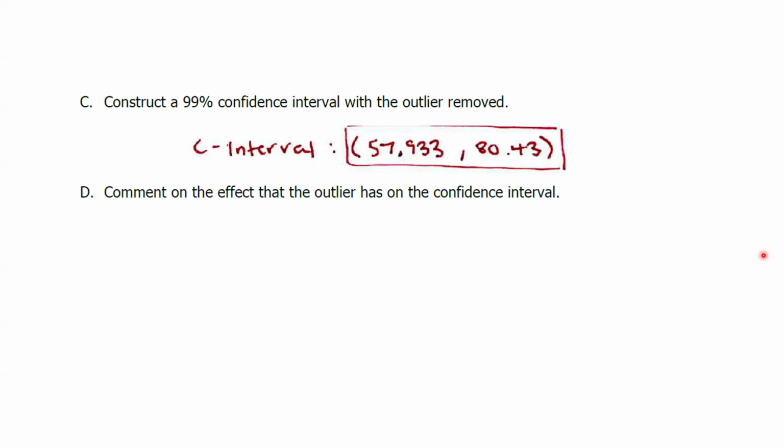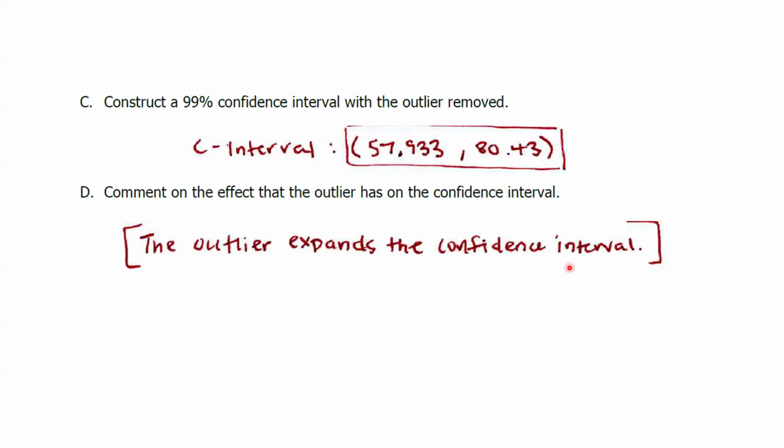Okay. So D is asking us now to comment on the effect that the outlier has on the confidence interval. Well, the outlier expands the confidence interval. The outlier 25 increases the variability in the data, which increases the sample standard deviation S. So a larger S creates a larger margin of error, which makes the confidence interval wider.